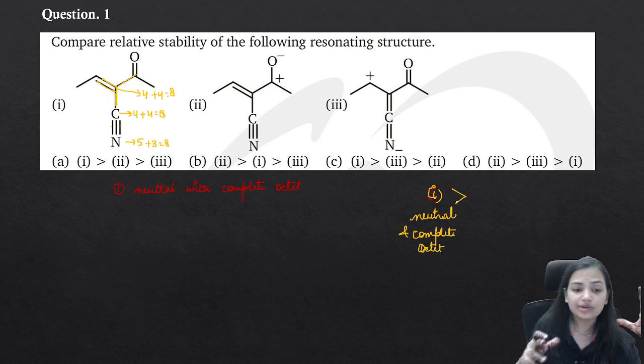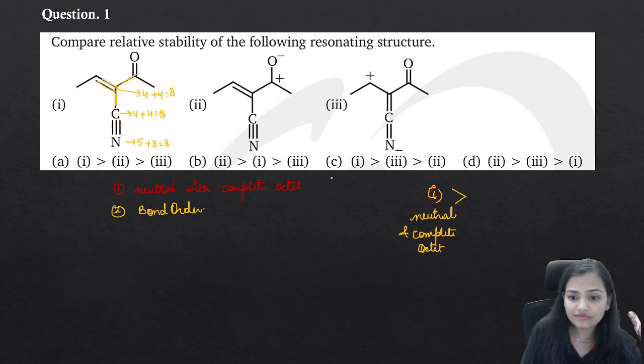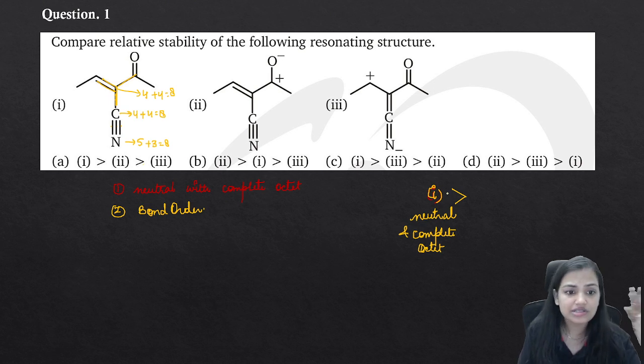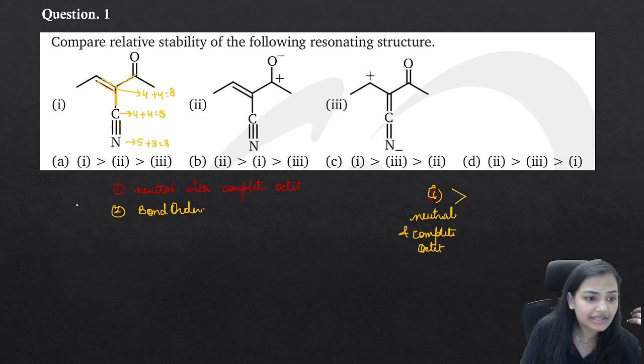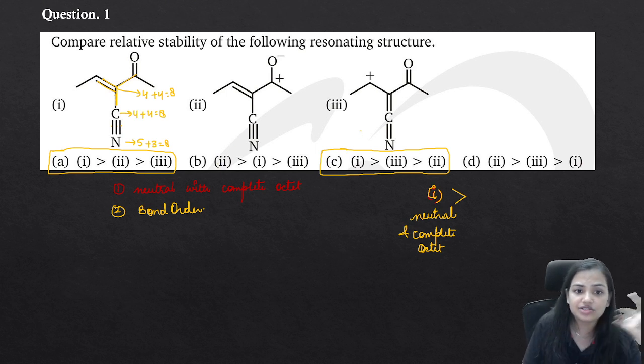Okay, so now what is the second point that we have to see? The second point says more number of bond order. Bond order has to be high. Now guys, just by knowing that the first is going to be the most stable, we can apply the elimination method and say that the answer could be either A or C. These two could be the probable answers. Now we just have to find out which of the second and third is more stable.